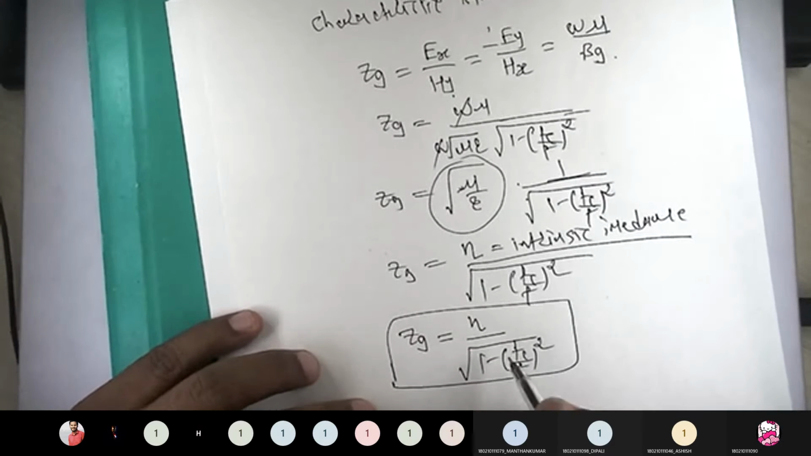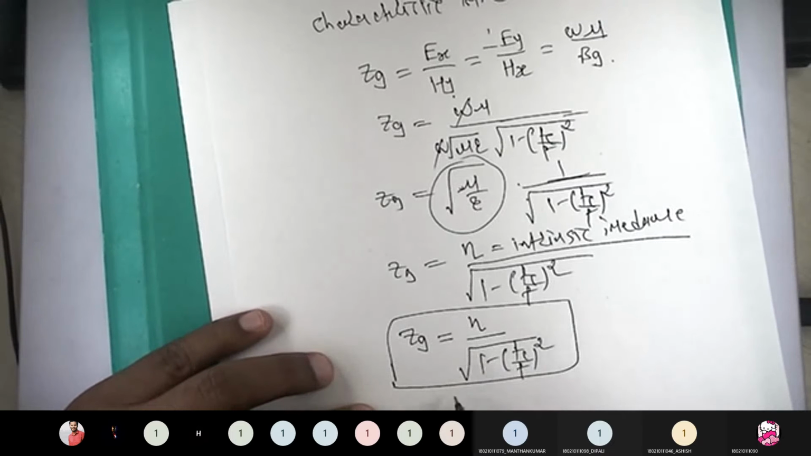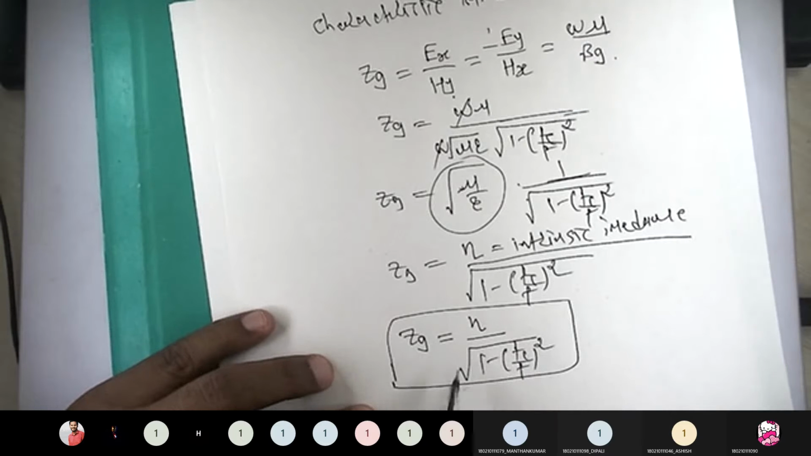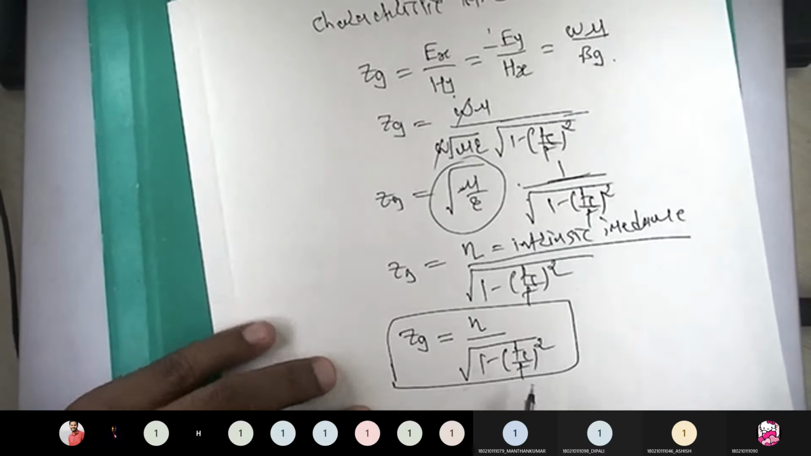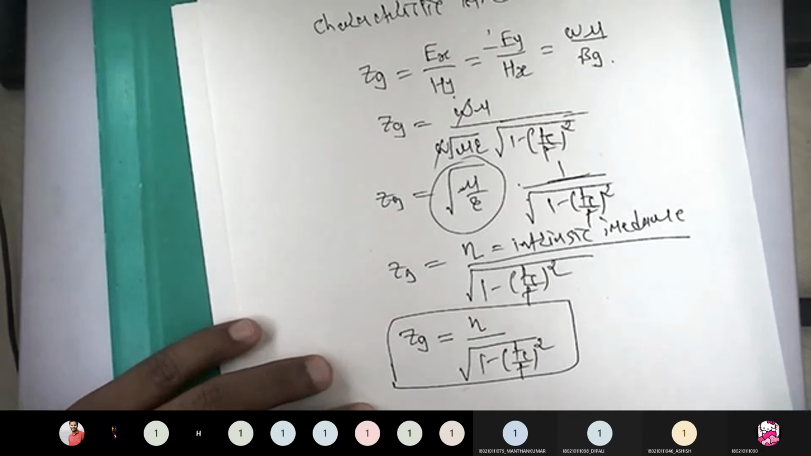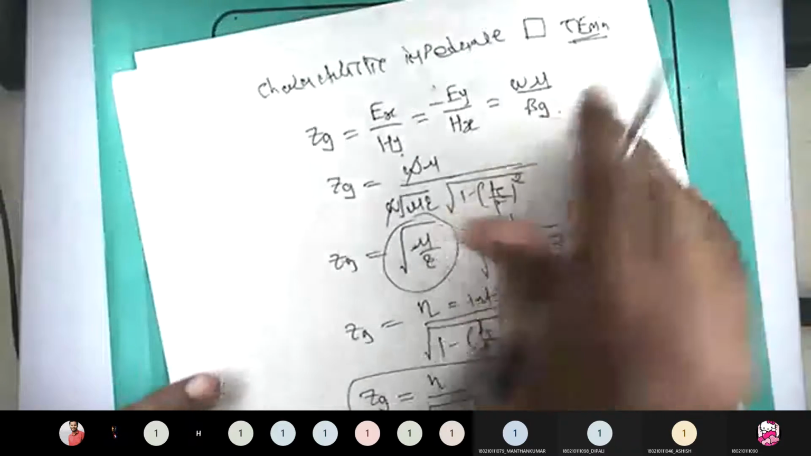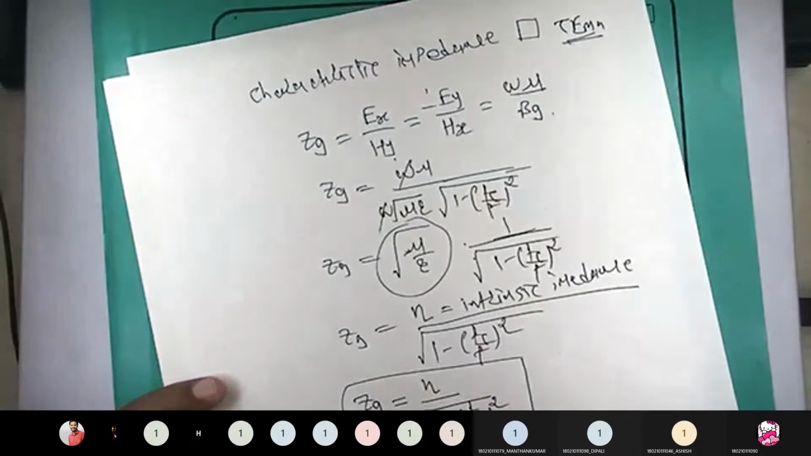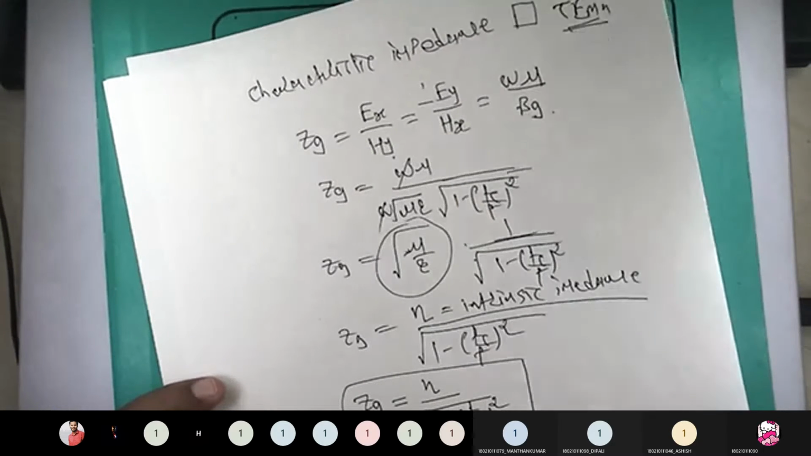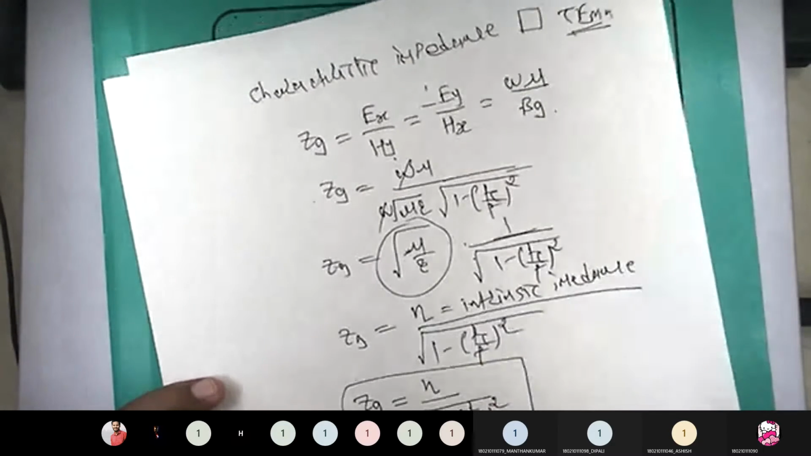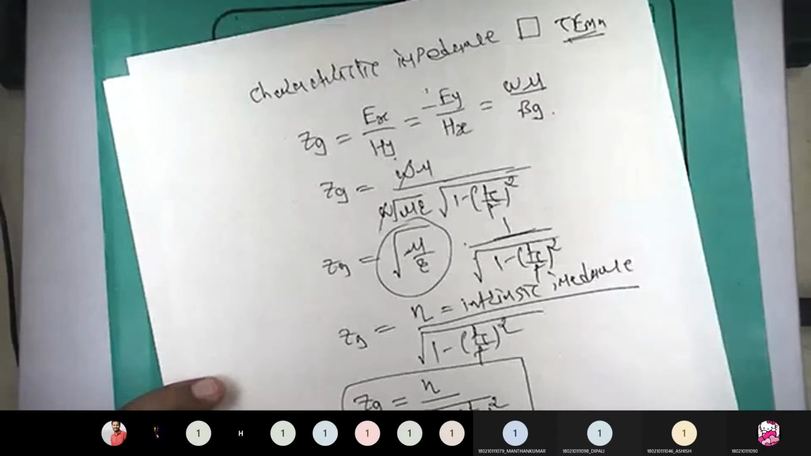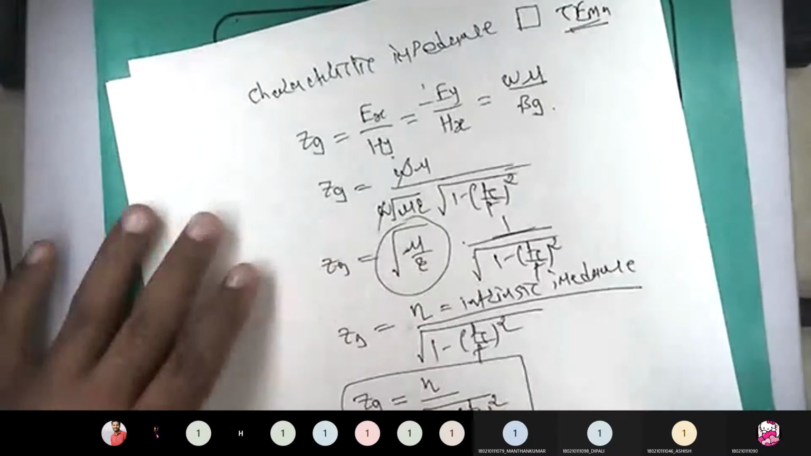So you can see that as you go on increasing this term, and if this number increases, then the impedance decreases. So it may happen that the characteristic impedance may have a lower value than the intrinsic impedance for the case of the TE mode. So for the TE mode, you will get a lesser impedance value than the intrinsic impedance value. But we will see that in case of the TM mode, this value will be larger than eta. So that we will see later on.